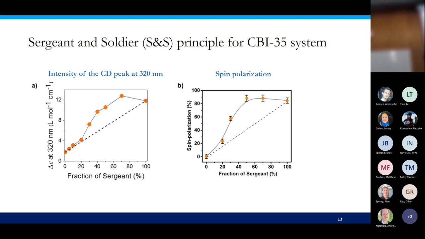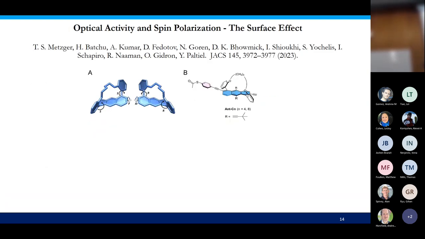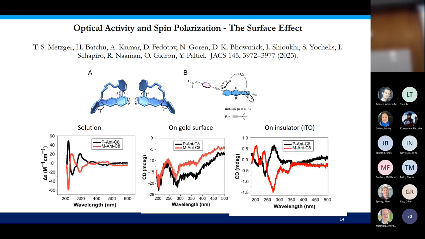But then the question was, okay, can we take it really as is? And for this, we went and did an experiment with the group of Ori Gidron from the Hebrew University. His group synthesized these molecules. And these molecules are quite interesting because they have three chiral centers. And you see the anthracene group here, that's a group that lies on the surface when you put it on the surface. And when you look at the spectrum, you see the following.